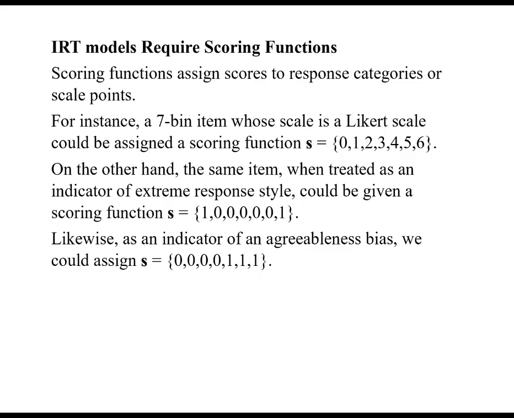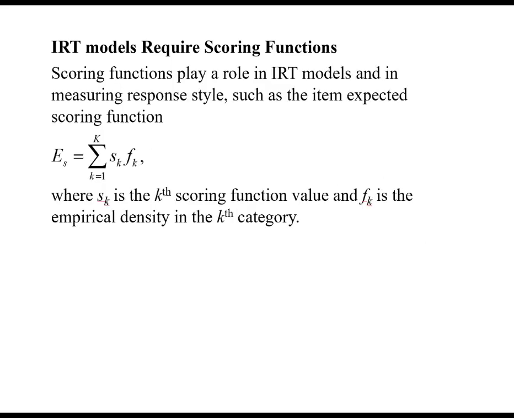So, for example, a Likert scale with 7 points on it might be scored like this: 0, 1, 2, 3, 4, 5, 6. On the other hand, the same item, if treated as an indicator of extreme response style, could be given a scoring function like this one, with 1 down at the very bottom, a bunch of zeros, and then 1 up at the very top. And likewise, as an indicator of agreeableness bias, we could assign a scoring function that has all zeros except for the points in the bin where the person is indicating some degree of agreeableness.